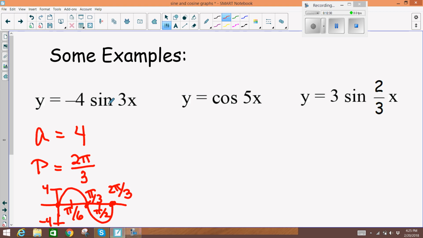Now, because this graph is flipped, it's actually going to look like that, because this negative here flips the graph over the y-axis. Okay? So let's look at these other two. If you would like, you can pause the video right now and try to find the amplitude and the period of this cosine graph and see what graph you come up with. So you can go ahead and pause the video.